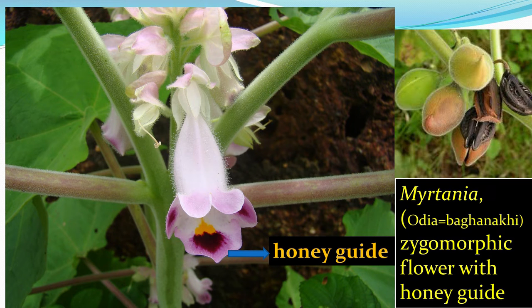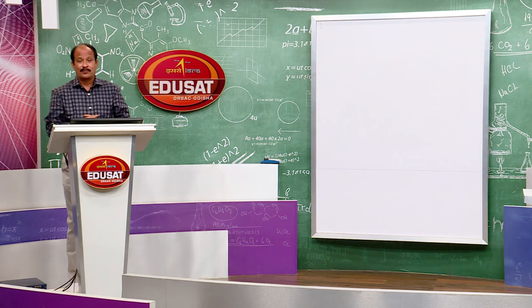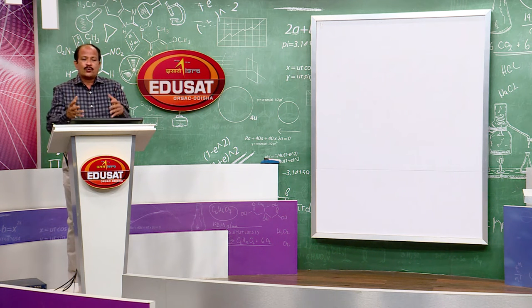Next, this one, a very interesting one, this is Martynia, and in Odia it is called Baghanokhi, and this is a bilaterally symmetrical flower, and a specific kind of spot is present at the mouth of the gamopetalous corolla, and that is called a honeyguide. That honeyguide is used, or plants use this, for attracting certain kinds of insects. And further, everybody wants to advertise himself.